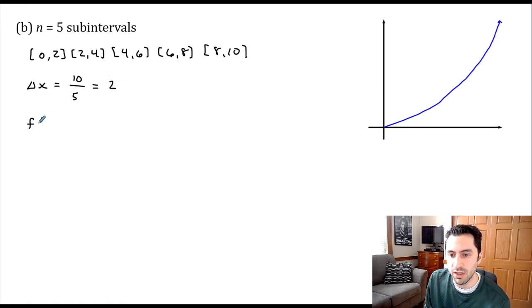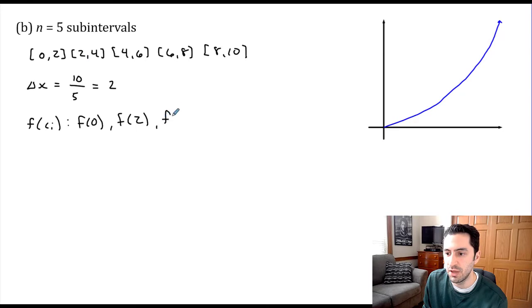Now for the height of each rectangle, again we're using f of c sub i to indicate that. Just like the last one, this needs to be the absolute minimum within each subinterval, and the absolute minimum is going to happen at the leftmost point. So we have f of 0, f of 2 (2 is the leftmost point in the second one), f of 4, f of 6, and finally f of 8.